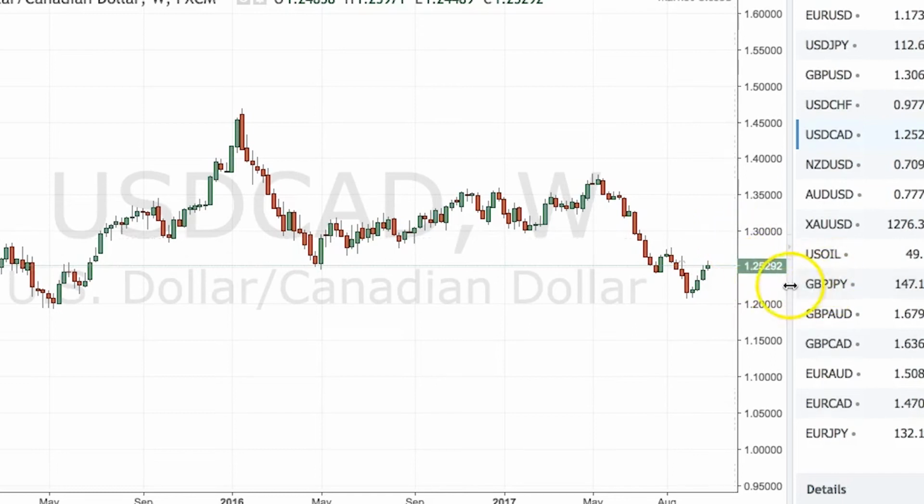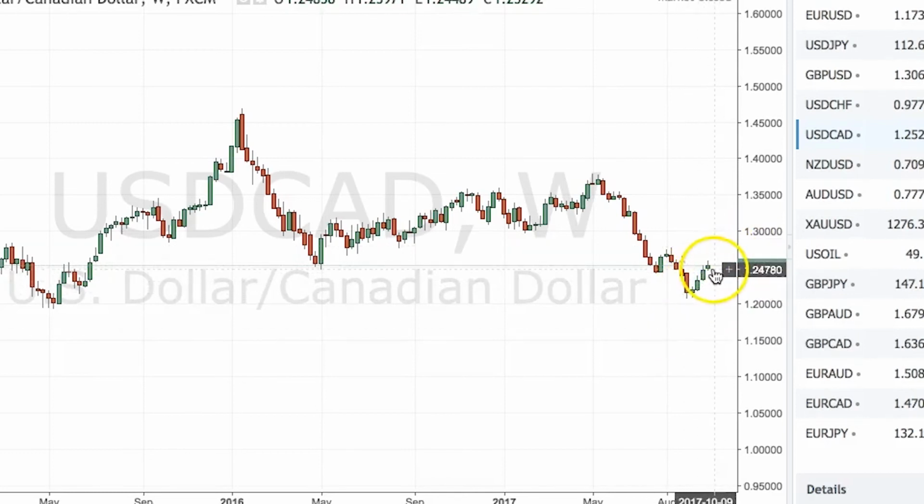Oil is below 50. Canadian data is not great, or not great enough for the Bank of Canada to really raise rates any further. And the strengthening of the Canadian dollar, I think, is starting to really hurt trade across the border in the north here, and that is going to have an impact on monetary policy going forward. So yeah, I'm kind of talking my book here.